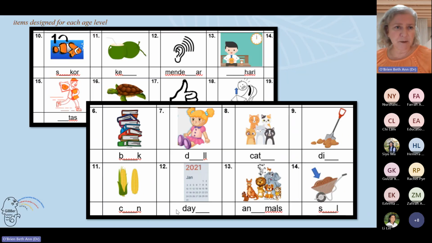So these are some examples to show the items. As you can see, there's the picture with the missing components, so the child should understand what the word should be corresponding to the picture and therefore fill in the missing letters. We did have different items for each age group so that they could more easily do this task.